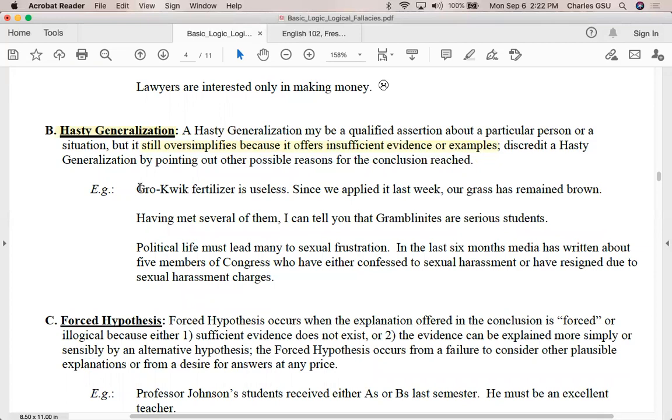So here's an example or a few. It starts with the conclusion: Grow quick fertilizer is useless. Why is it? Well, here's a fact: since we applied it last week, our grass has remained brown. Are there other possible reasons why the grass is brown? First of all, a week isn't necessarily a long time. You could have applied too much or too little. And the grass itself could have had a pre-existing condition, like worms or root disease. So no matter how much fertilizer you use, it may not get better.